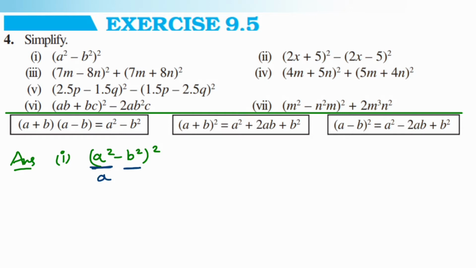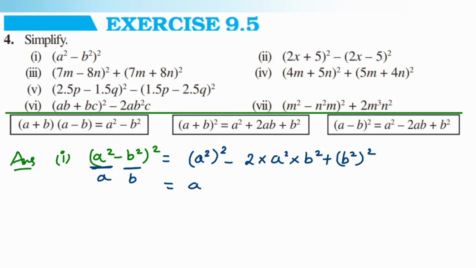take b square. So a square means a square, it's given a as a square, and again whole square, again minus 2ab, so 2 into a square multiplied by b square, plus b square, again whole square. So this is a to the power 4 minus 2a square b square plus b to the power 4. So this is about the first question. Now we'll move on to the second one.